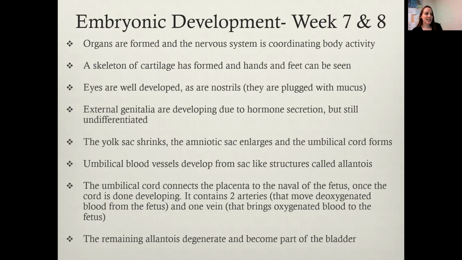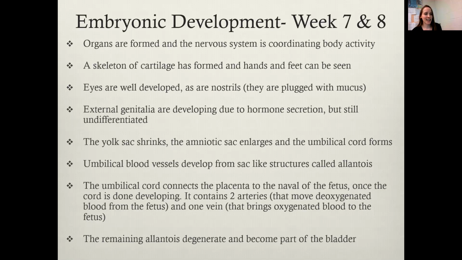In week 7 and 8, you have a bunch of different organs in the body forming. The nervous system starts actually coordinating some of the activity that's happening in the body. A skeleton will form. At this point, it will not be a bone skeleton, it will be a cartilage skeleton instead. But you do have that skeleton starting to form. Hands and feet will start appearing on the ends of those little limbs that have formed. The eyes are developing even more. Nostrils will form, though they won't function. They will be plugged with mucus at that point.